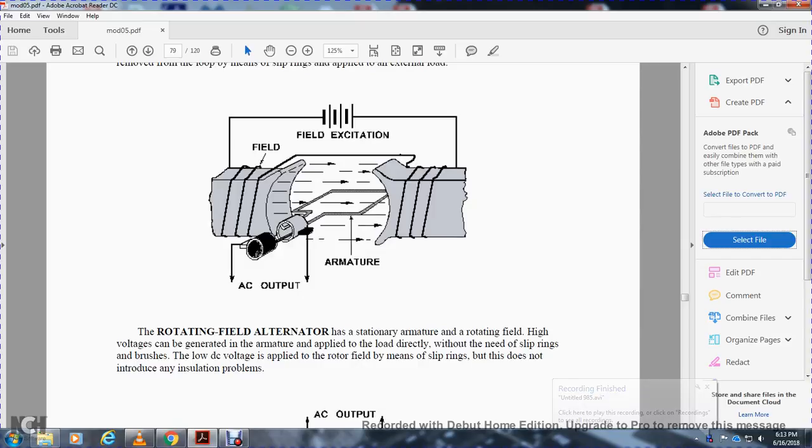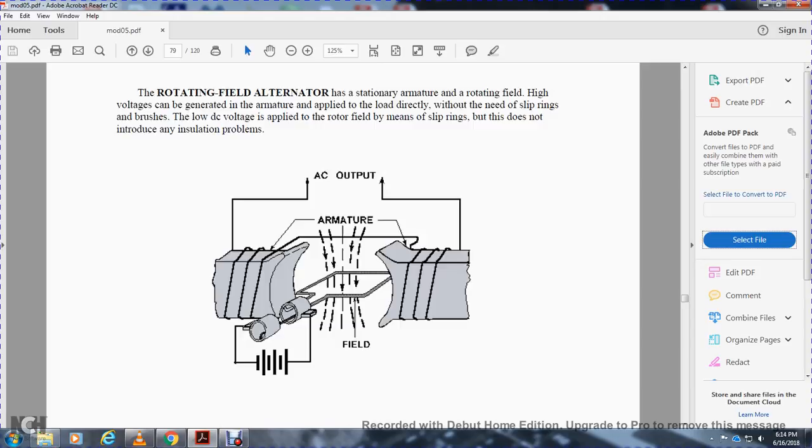A rotating field alternator has a stationary armature and a rotating field. The voltage generated by the armature is applied to the load directly, without need of slip rings or brushes. The DC voltage applied to the rotor field goes through slip rings, which does not introduce an insulation problem.